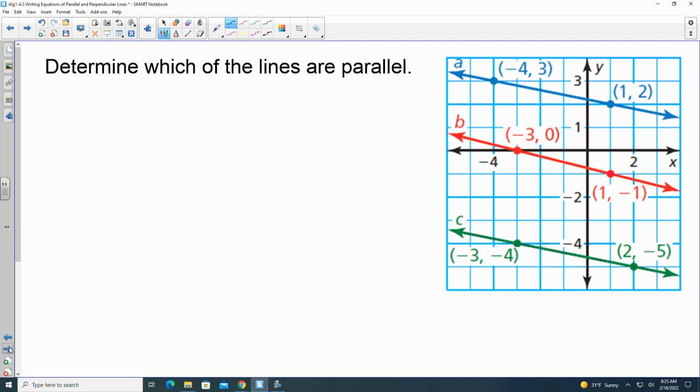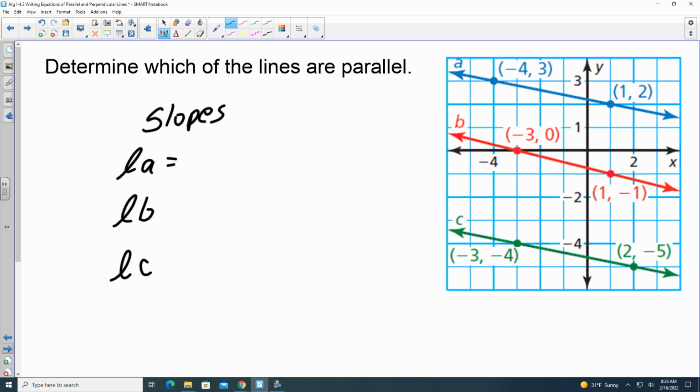So looking at this example here, it's asking us to determine which lines are parallel. In order to figure out which lines are parallel, we have to figure out what the slopes are for each of the lines. So I've got line A, line B, and line C. I'm going to find the slopes of them.